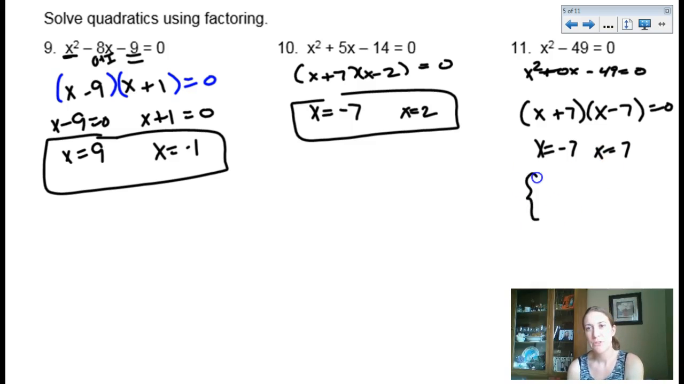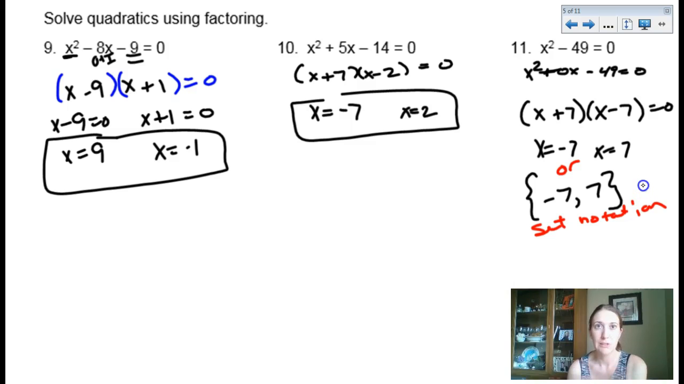If you ever see solutions written like this in set notation, totally okay. They do that a lot on the ACT test, and I'm not sure about the SAT test. I don't have as much familiarity with that. But these mean the same thing. This is just called set notation. There's an even fancier way of saying set notation, but we won't get into that quite yet.